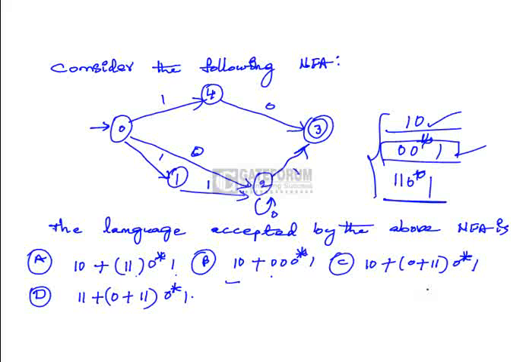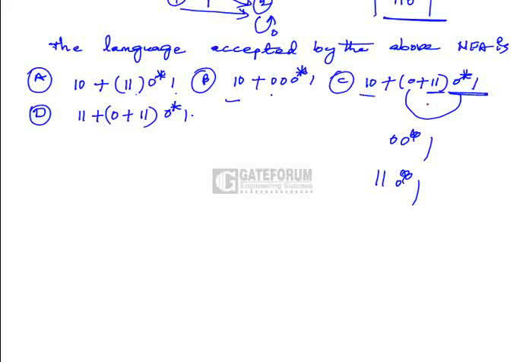Option C, if you take 1, 0 is there, or 0 followed by 0 star 1, which will cover 0, 0 star 1. And 1, 1 followed by 0 star 1. 1, 0 is already covered. So option C is the right option. Option D, 1, 1 is there, but 1, 1 is not there in the expression. Minimum string is not 1, 1. So C is right answer.